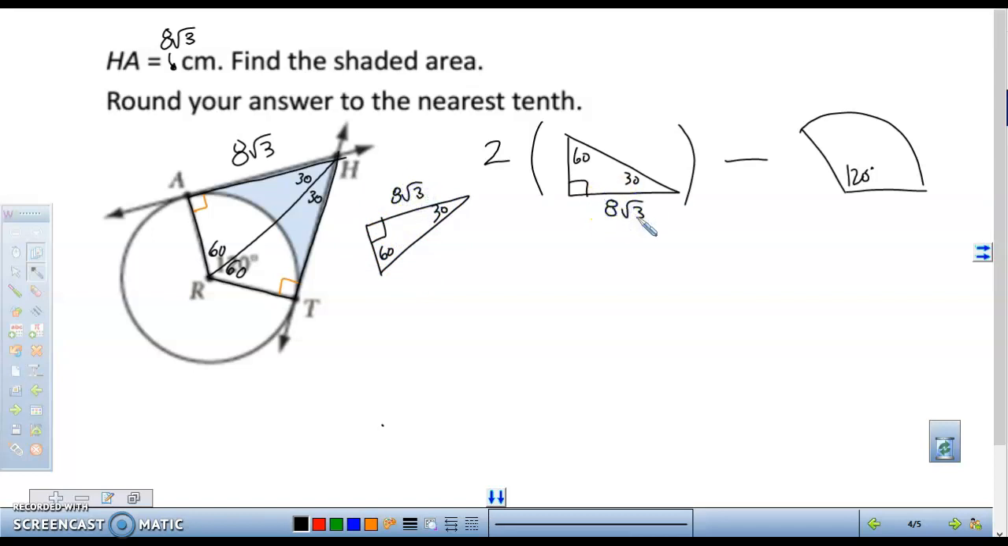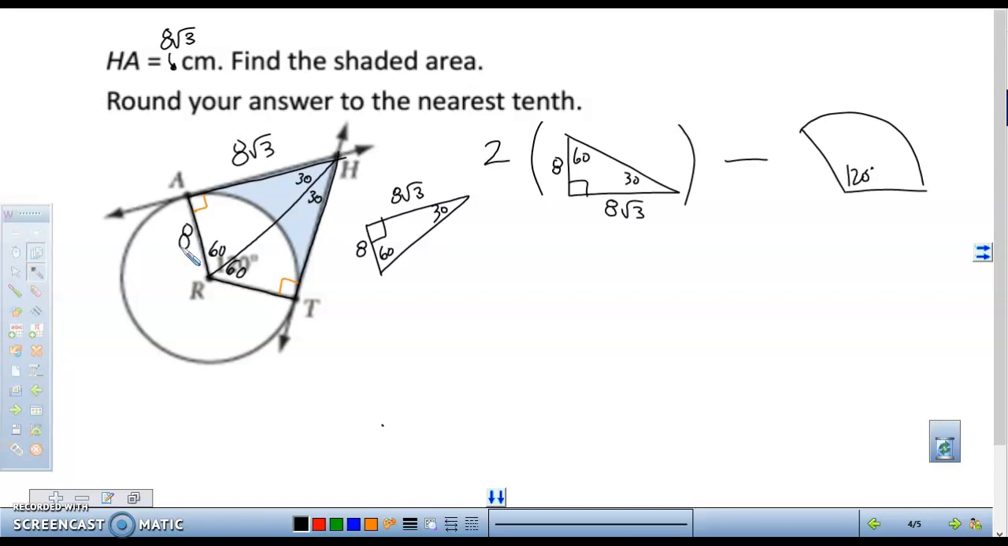I got to find the height. And simply to find the height, all I got to do is apply what I know about special right triangles. If the long leg in a 30, 60, 90 triangle is 8 root 3, then the short leg must be 8. So there we go. I know that this is 8. And that's why when I gave you HA, I put it as something root 3, because it made it much easier. Now my radius is an integer.